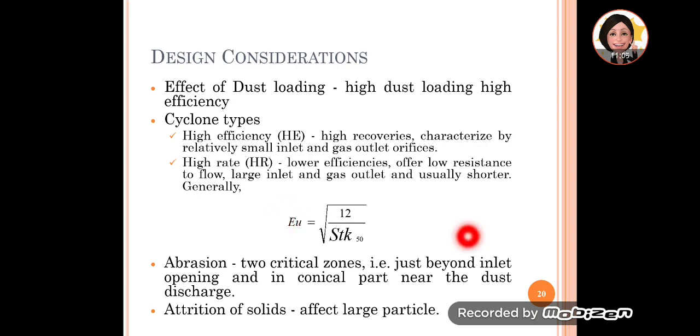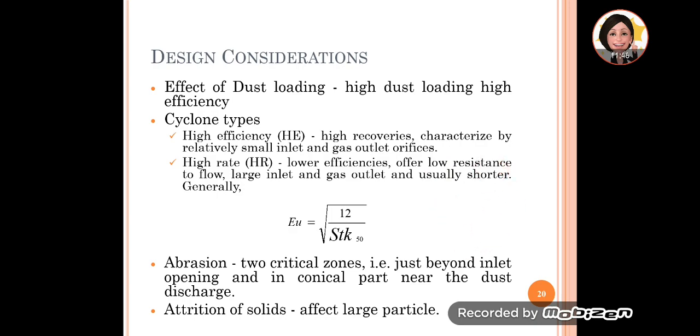And then we should also look into the abrasion points. There are two main critical points. One is just beyond the inlet opening, where the gas comes in at the highest velocity, so there could be abrasion. The other is the conical part near the dust discharge, because that's where the particles will hit the wall of the cyclone. So abrasion can happen to the equipment, and it can also cause attrition of solids. That means the solids can break down because they hit the wall at a higher velocity at these points.